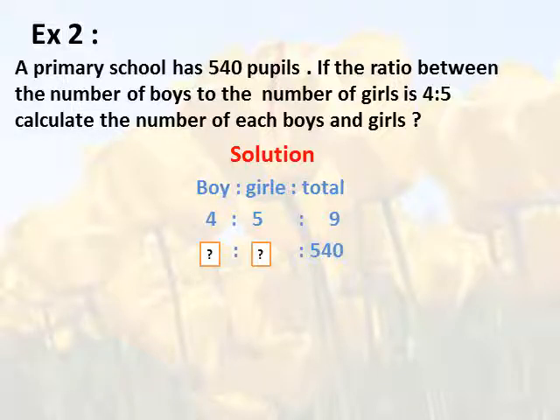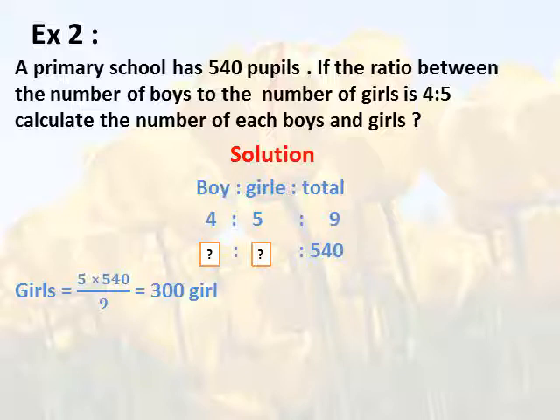How can I get the number of boys and the number of girls? I will hide the term of boys, and I will use the term of girls and the term of total. So I hide the first term, the term of the boys, and I will use cross multiplication with the other two terms, girls and total, to get the real value or the number of girls: 5 times 540 over 9.